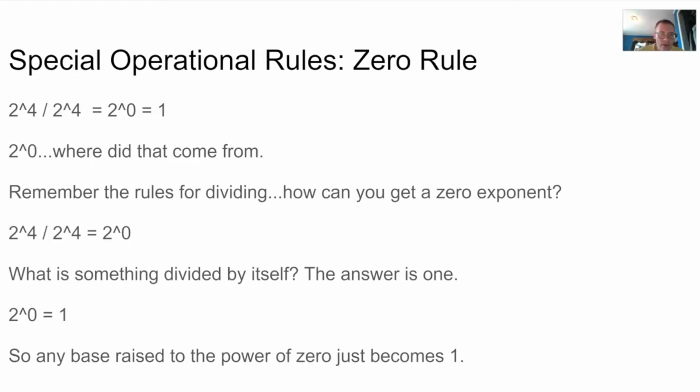So if 2 to the fourth divided by 2 to the fourth is the same thing as 2 to the 0, what happens when you divide something by itself? Well, the answer is 1. 1 divided by 1 is 1. 5 divided by 5 is 1. 10 divided by 10 is 1. James divided by James is 1. So that means that 2 to the 0 is 1. So any base raised to the power of 0 just becomes 1.